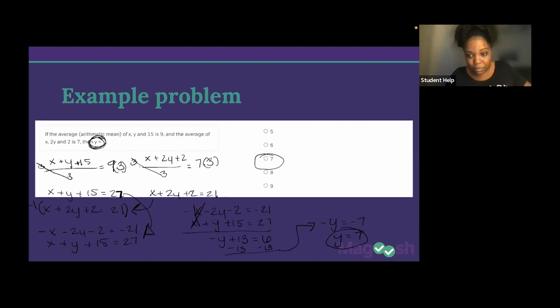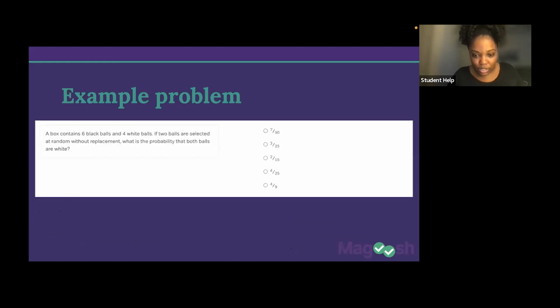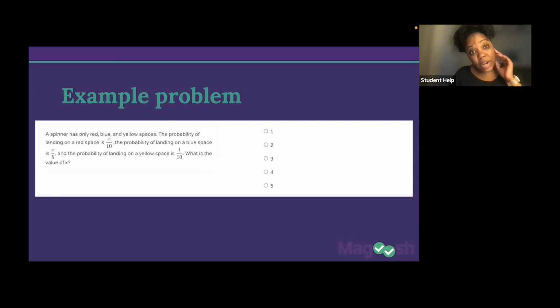All right. For completion's sake, I do have one last question I skipped. And I'm just somebody who likes to get it all done. So I'm just going to at least show you guys this one question. It says the spinner has red, blue, and yellow spaces, and you have the probability for each one. What is probability?